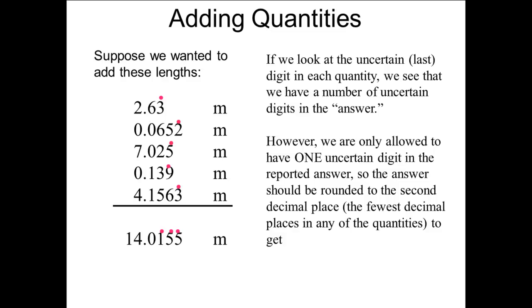However, we are only allowed to have one uncertain digit in the reported answer, so the answer should be rounded to the second decimal place, the fewest decimal places in any of the quantities, to get 14.02 meters.